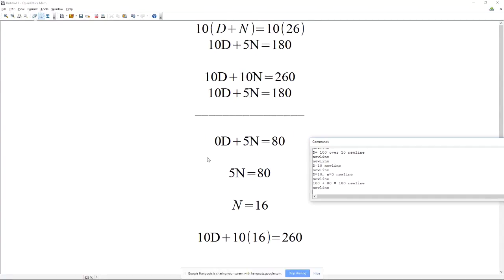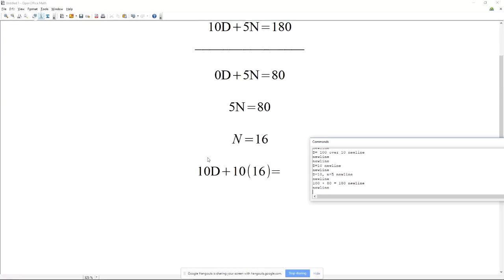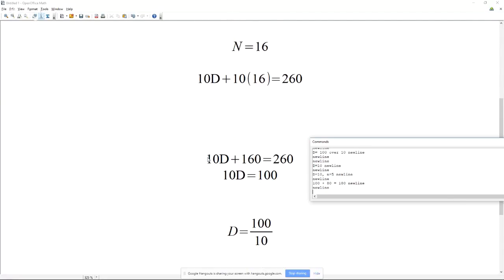And don't forget, though, the first question was Sally has 26 coins in her pocket. So if she has 10 dimes and 16 nickels, that's 26 coins. There you go. So that's a real world application of solving a linear equation problem.